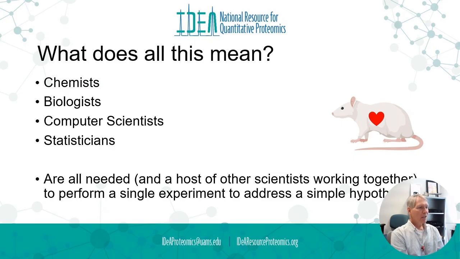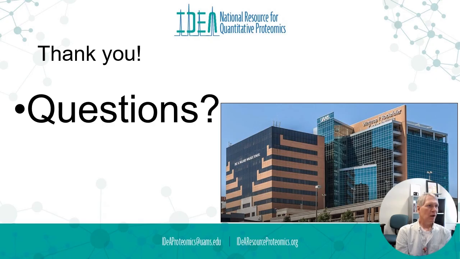So what does all this mean? One of the conclusions is, I just wanted you to see that chemists and biologists, computer scientists, and statisticians all need to work together on a project like this. It takes someone with vision that wants to work with animals. It takes people that are willing to work with instruments, people in sample prep, people to work with the data on the back end, like computer scientists and statisticians, to make these programs that we can use. And they're all needed, as well as a host of other scientists working together to perform a single experiment to address a simple hypothesis. And at this time, I will take questions.